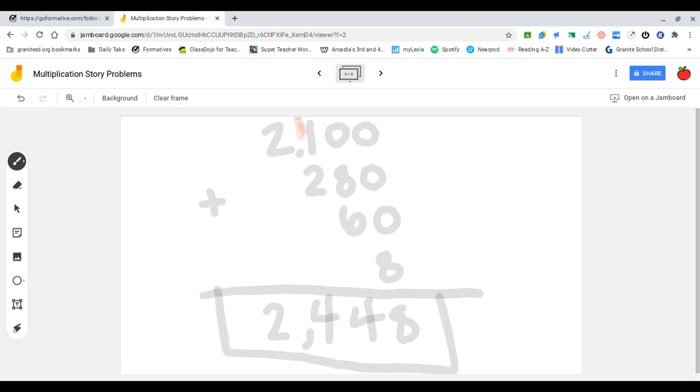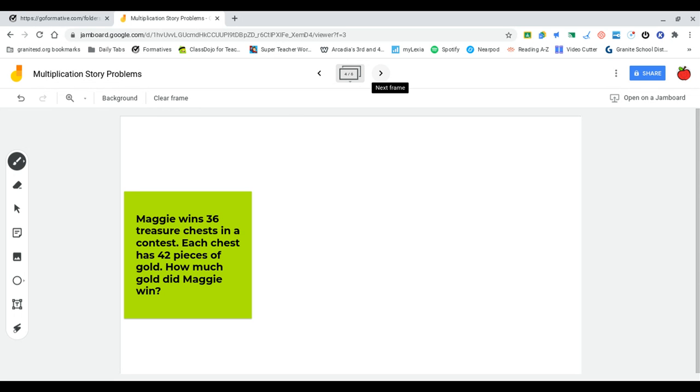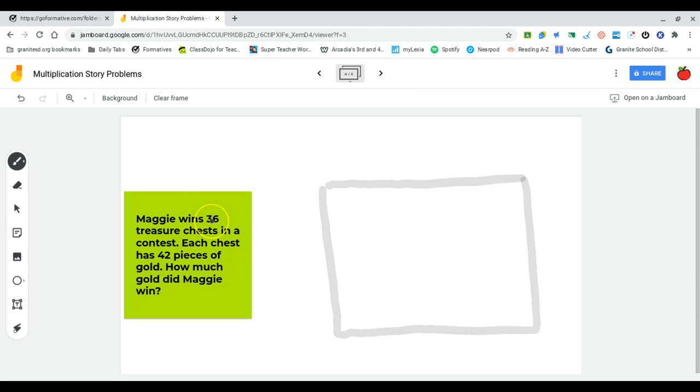Here comes the next one. Maggie wins 36 treasure chests in a contest. Each chest has 42 pieces of gold. How much gold did Maggie win? I'm going to set this up the same way, where the first thing I'm going to do is draw my box. And then I'm going to split the numbers up. So my first number is 36. That's 2 digits. So I have 2 boxes. And then on the other side, 42 is 2 digits. So I need 2 boxes, and it looks like this.